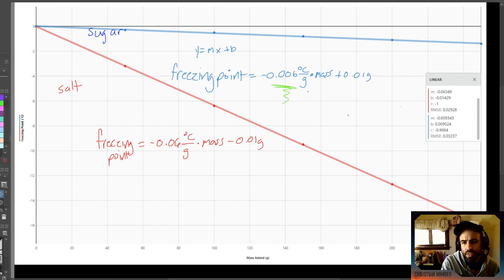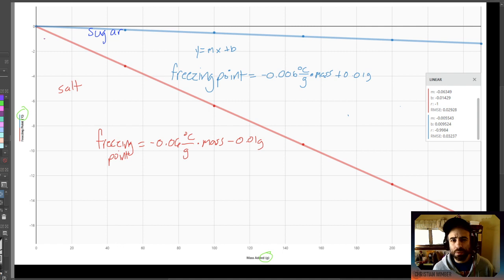This 0.006, I need to know that that's degrees Celsius over grams. This 0.06, I need to know that it's degrees Celsius over grams. This negative 0.01, I need to know that that's grams. And I'm just getting those units from our axes. Remember, the slope is always the units for the rise divided by the units for the run, and the intercept is always just the units of the y-axis. I expect you to be able to give me these equations. Absolutely. This is something I expect you to be able to do.